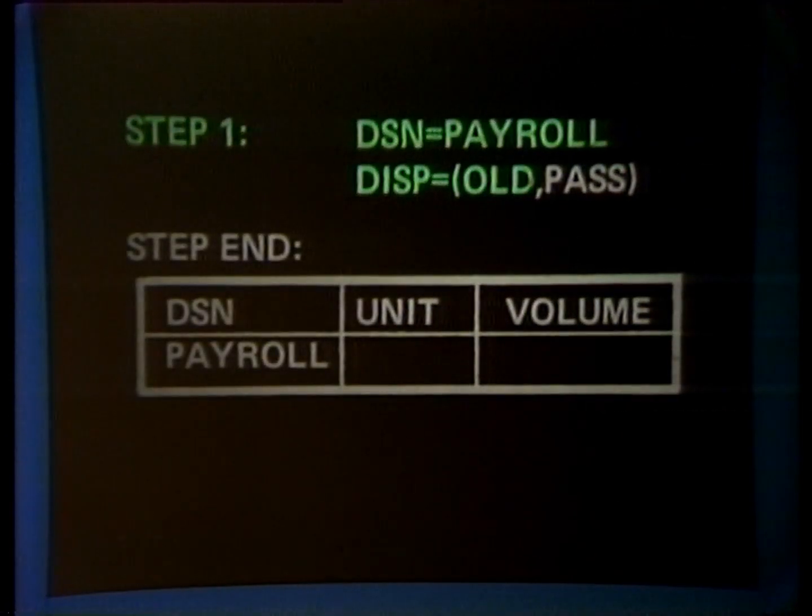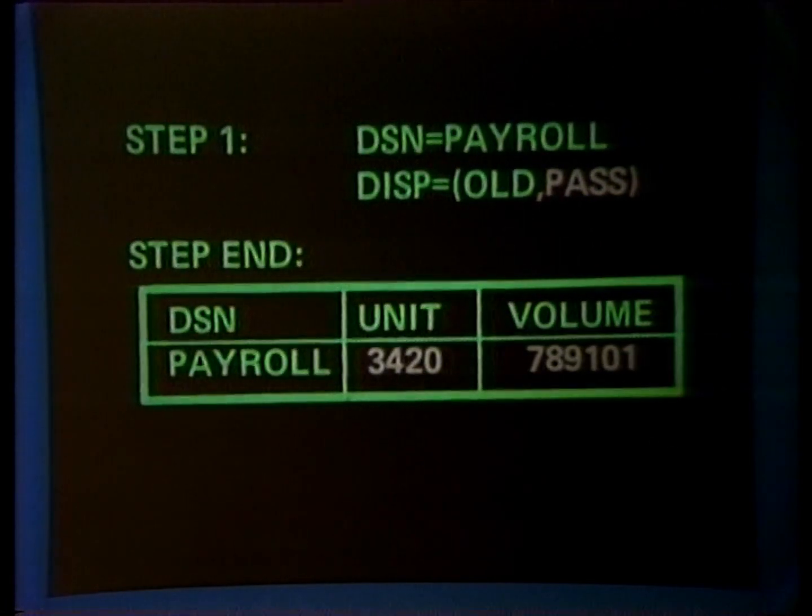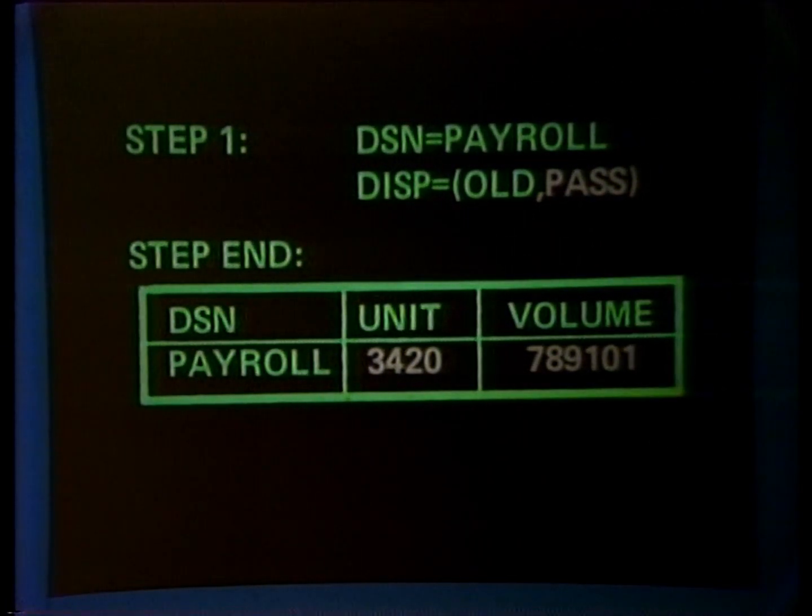At the end of the step in which pass appears, OS builds this table in main storage. In it, it stores the data set named payroll, and unit and volume information is made effectively available via the table. So between step 1 and step 2, the DS name, unit and volume information is retained in main storage.